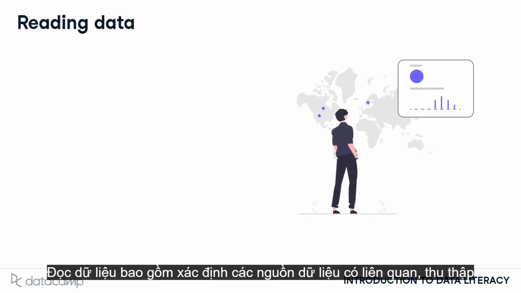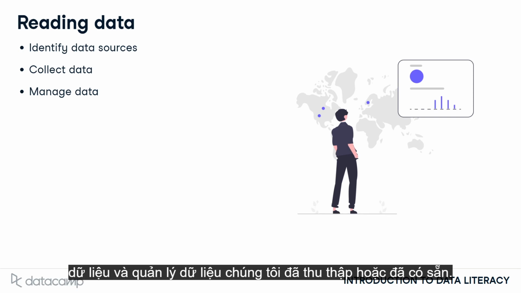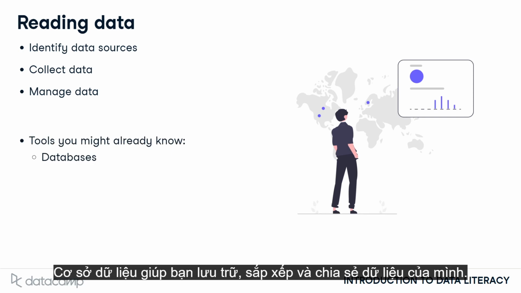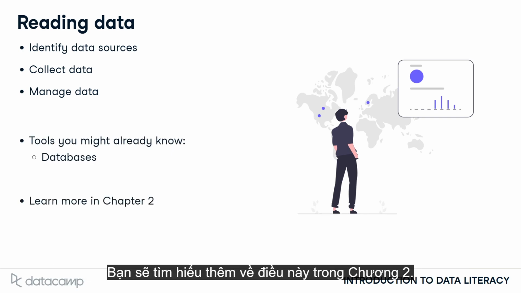Reading data consists of identifying relevant data sources, collecting the data, and managing the data we have collected or already have available. You might already have heard of databases. Databases help you to store, organise, and share your data. You'll learn more about this in Chapter 2.